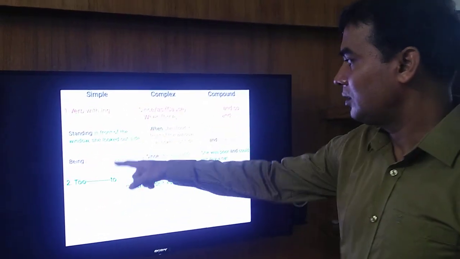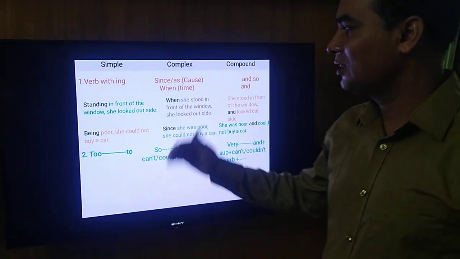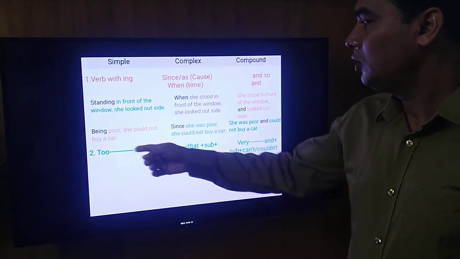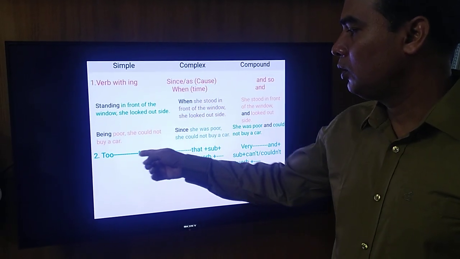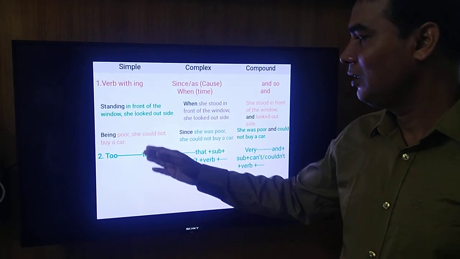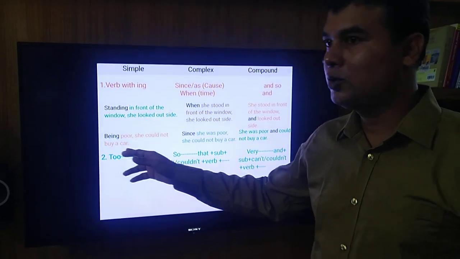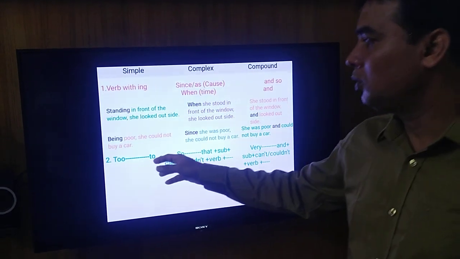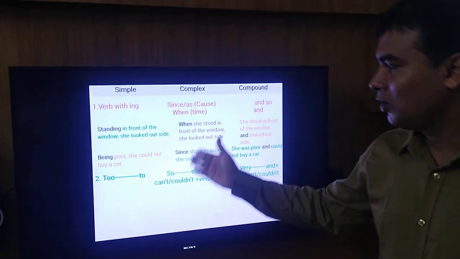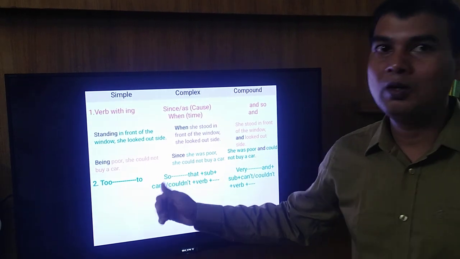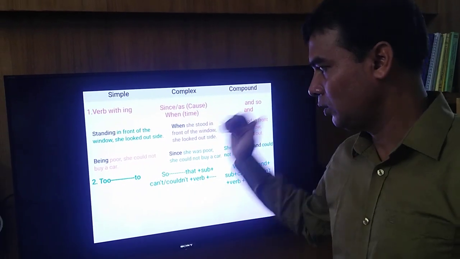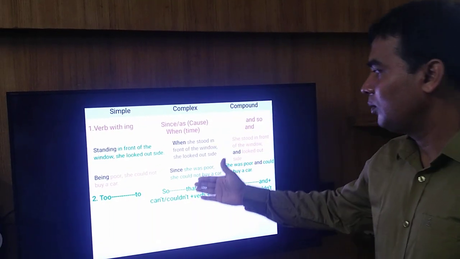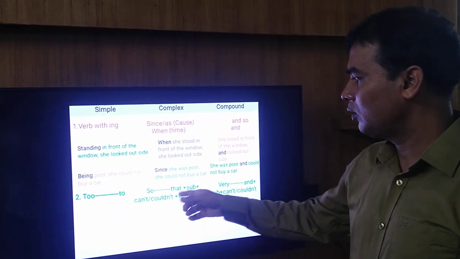Now the second rule, or the second technique. If you find "too", remember one thing: you shouldn't say "to" or "too" interchangeably. Either you will pronounce "too" or "to". So, for "too", in a complex sentence you will use this formula.